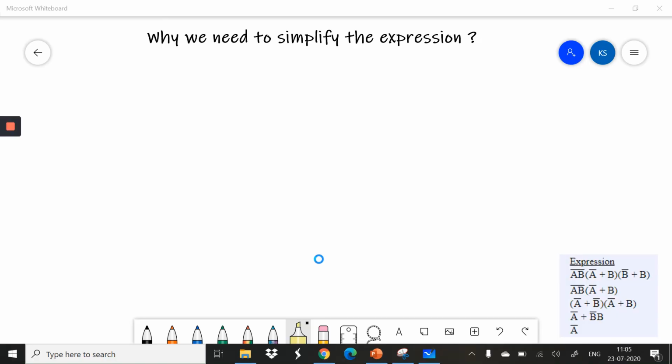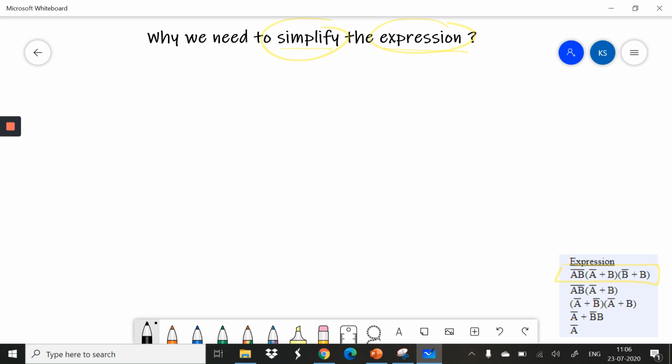Before we learn about the simplification rules, first we need to know why we need to simplify the expression. To understand this why, let's take one example. As you can see, here I have one expression. The expression says (ab) whole bar, then a bar plus b, then b bar plus b. If I ask you to draw the circuit, how will you draw? So let's start the circuit first.